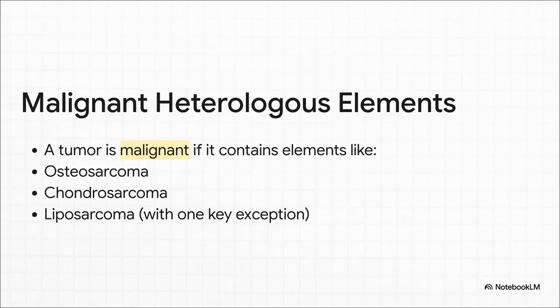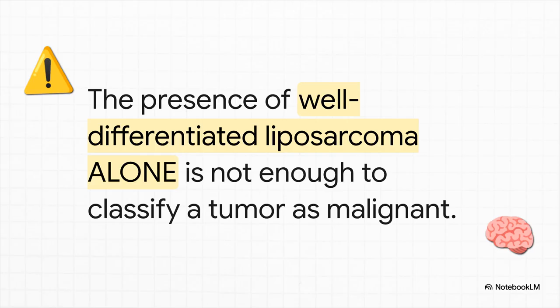Now, there is one scenario that can completely override that all 5 features rule. If you find malignant heterologous elements, I'm talking things like osteosarcoma, chondrosarcoma, or liposarcoma, the tumor is automatically malignant. But there's a very important caveat you need to know about. And here is that crucial exception.